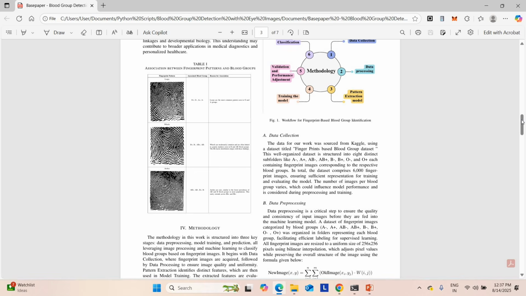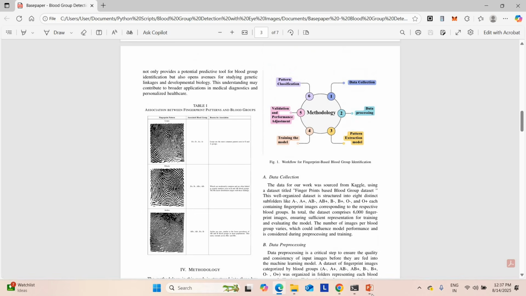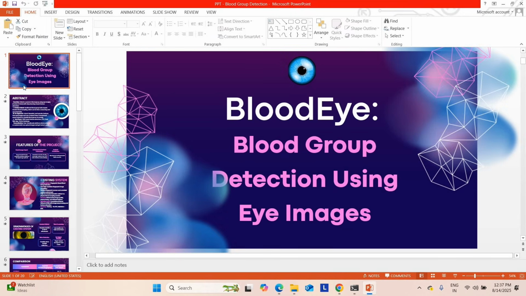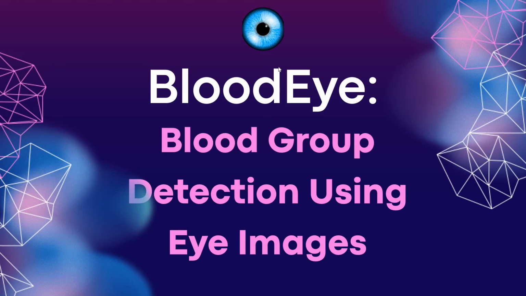So we can see the difference between the proposed system and existing system in this PPT itself. Clear-cut difference. I can explain the PPT for you. The project is titled BloodEye, which is very recent as well as innovative. You can get the title: blood group detection using eye image. Simple and clear-cut title. Combinedly, we have mentioned it as BloodEye.